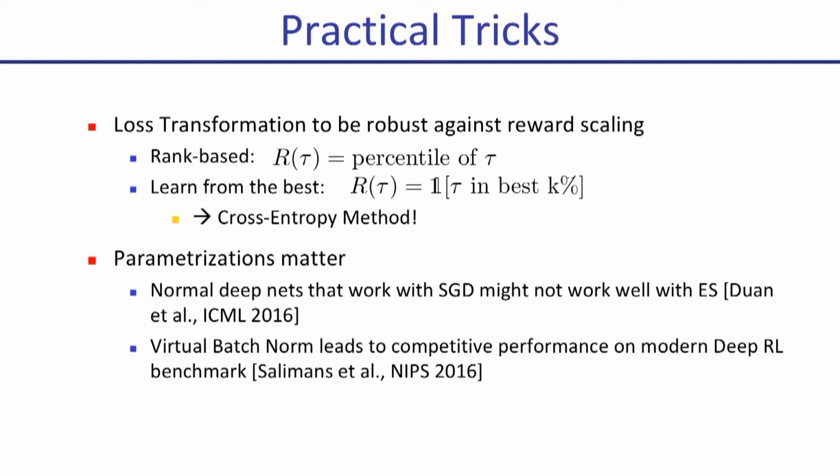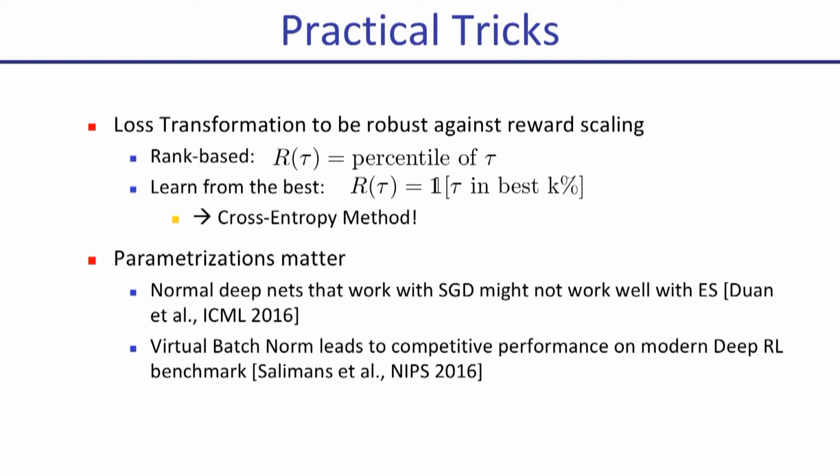But a lot of the normalization techniques in the deep learning literature can fix this problem. Specifically, there is a method called virtual batch norm, which is basically batch norm, but instead of computing the batch statistics on the current batch, you have a holdout reference batch. And you always compute the mean and standard deviation on that reference batch. Just using these simple techniques can enable evolution strategies to work really well on modern deep reinforcement learning tasks and achieve competitive performance on them.